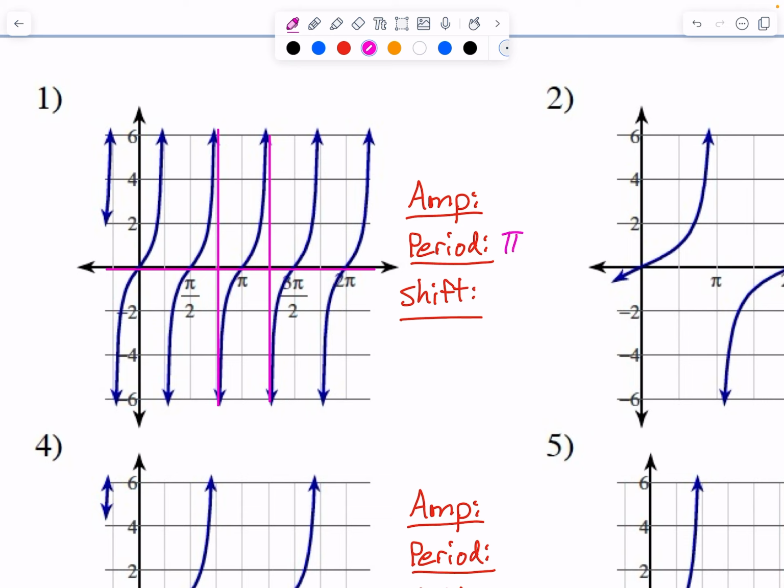There is no shift left or right. Tangent goes through the normal place right in the middle. It doesn't shift left or right or up or down, so I'm going to put none. And amplitude is a little tough to see, but remember it's always halfway between. I'm going to go with a 1 there. So this function is our normal tangent function. The period is pi, that's normal. So this is y equals tangent x.